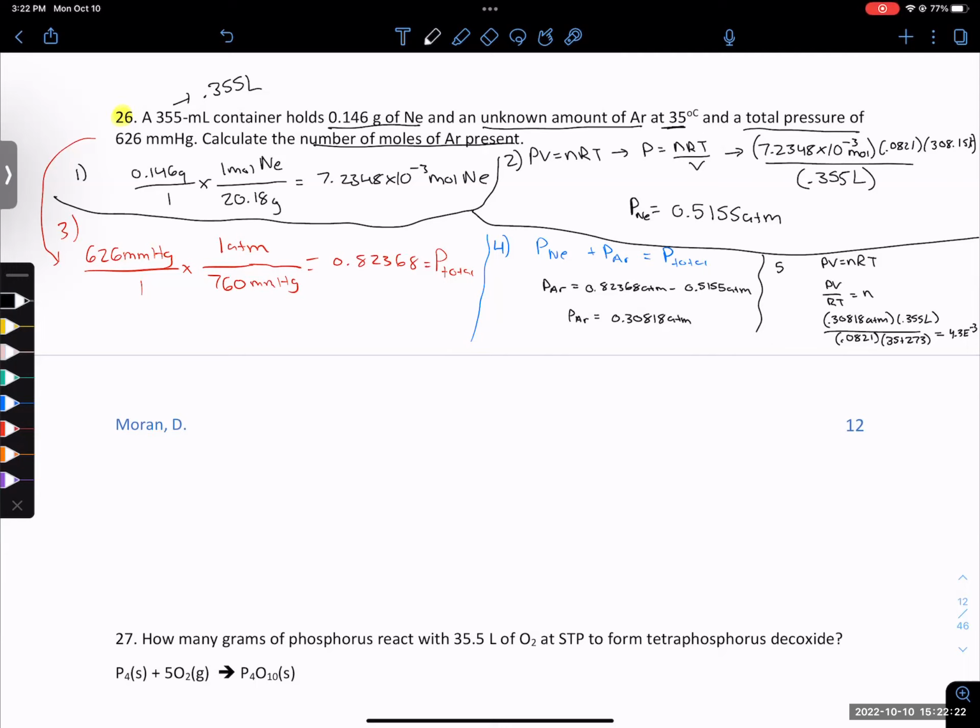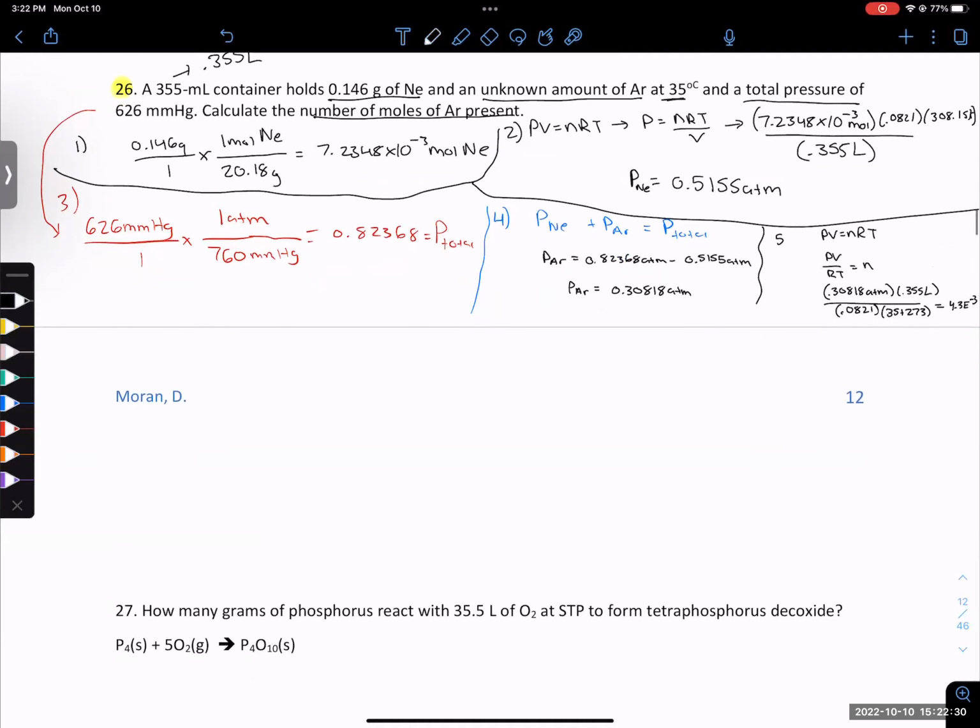Okay, I get it. I'm going to explain what they did, because that's a way better method. I'm going to change this whole answer here. Yeah, thanks, Jake. That's a lifesaver. So what Jake said is 626 millimeters of mercury is the total pressure, right? Let's convert that to atmospheres. We already did that in step 3, right?